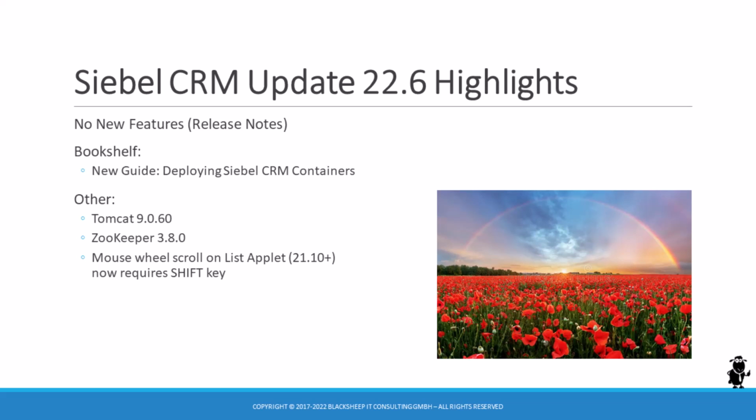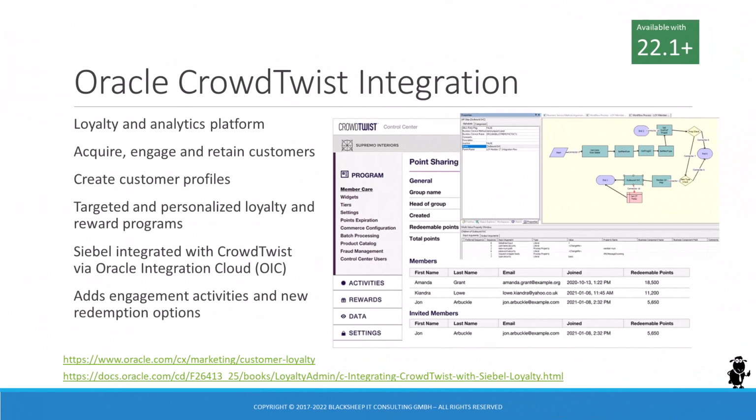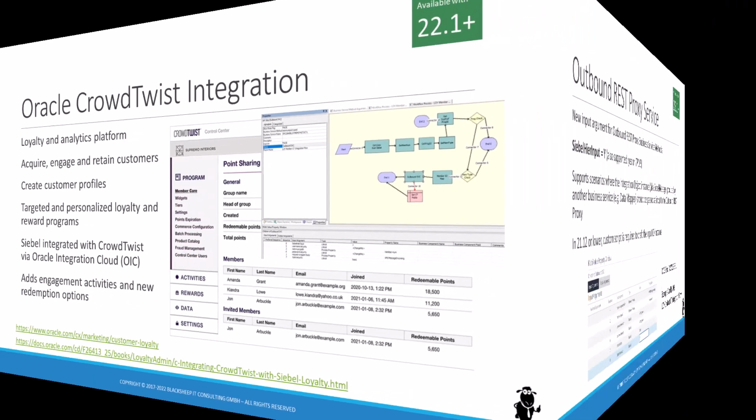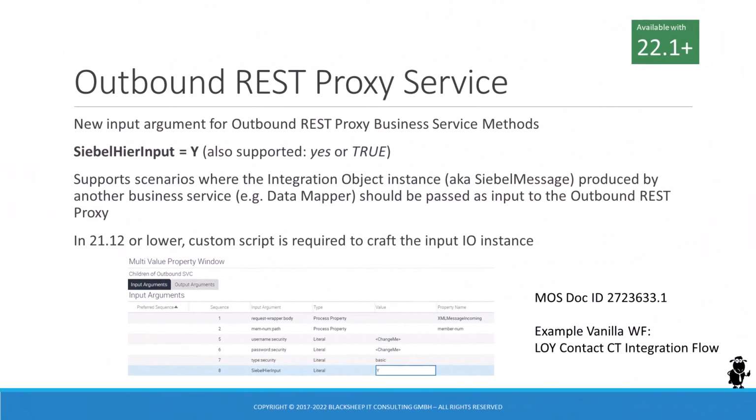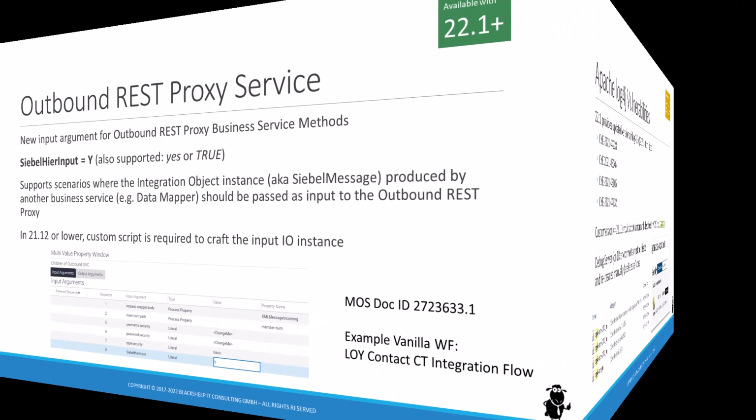As promised, here's a recap of the most exciting features and enhancements in Siebel 22 so far. Let's begin with 22.1, which introduced the integration with Oracle CrowdTwist. Admittedly, this is only relevant for a select group of customers, but as so often, innovation goes deeper. Since the CrowdTwist integration relies on the Siebel outbound REST framework, 22.1 also fixes a long-time issue with hierarchical property sets being passed as input to the external request.